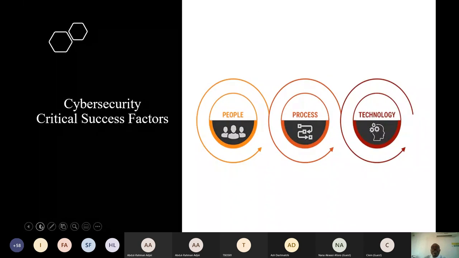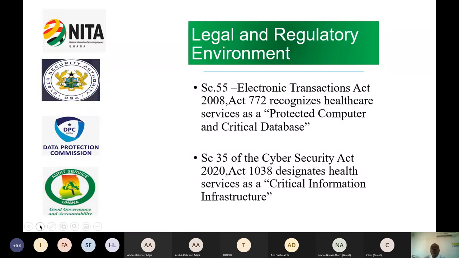So to address all these challenges, you need to understand that there are three key cybersecurity critical factors. You need to identify the people issues, the process issues, and the issues relating to your technology and security infrastructure. What are the legal and regulatory frameworks? You are not required to undertake any digitalization implementation without complying with the legal and regulatory frameworks. The key frameworks and regulators are NITA, the Cybersecurity Authority, the Data Protection Commission, and the Ghana Audit Service.